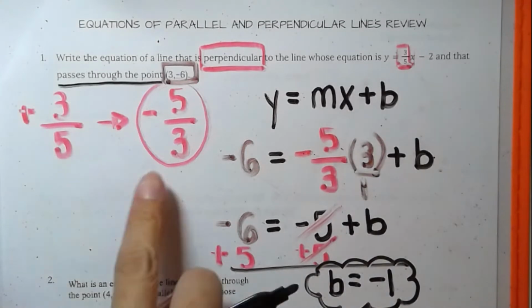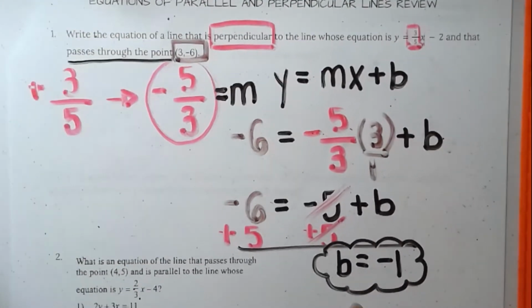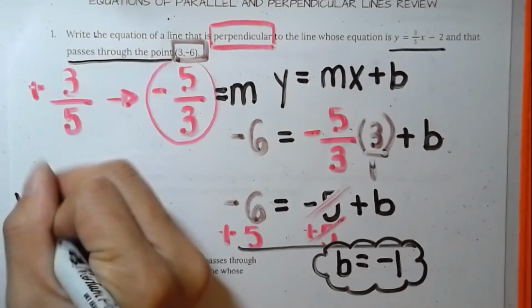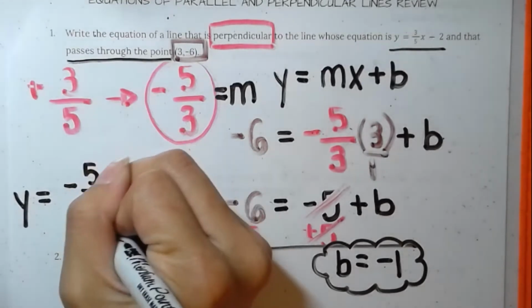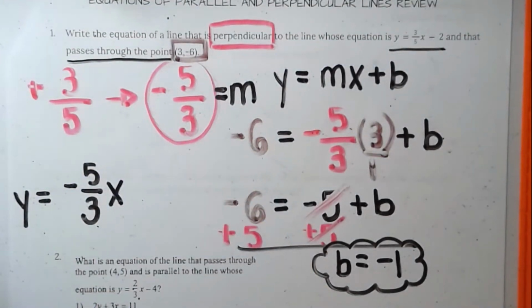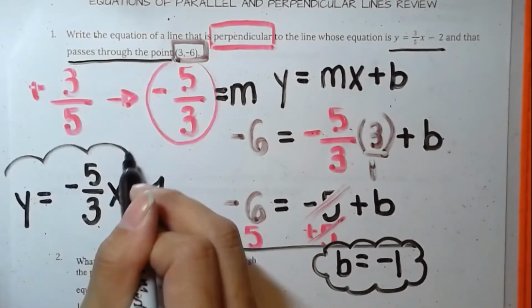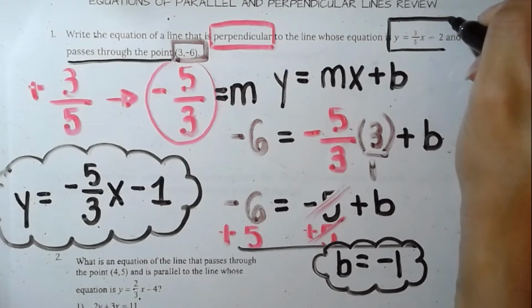So I have my slope here, our m, and I also have our y-intercept here. And so let's put it all together. What is the equation of this line that is perpendicular to this line? Well, we're going to have y equals, our m was negative 5 over 3, I'm going to leave the x, and I'm going to include our y-intercept. So this is the equation of the line that is perpendicular to this line that was given.